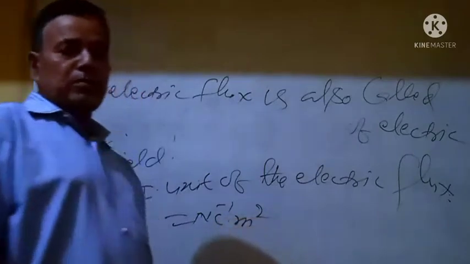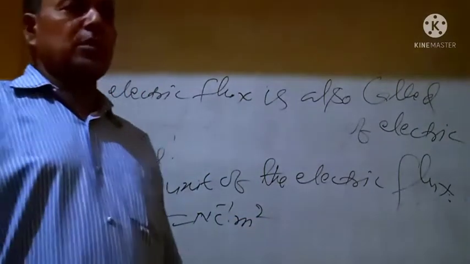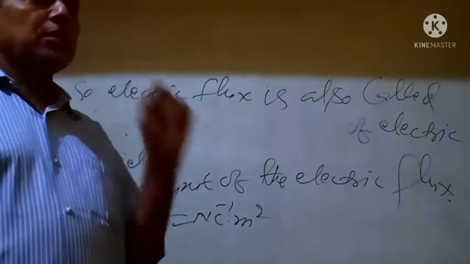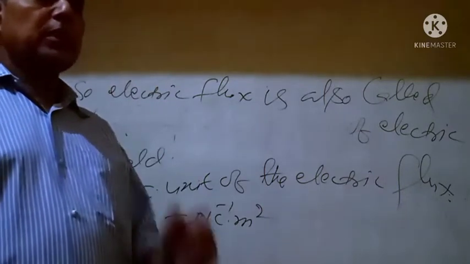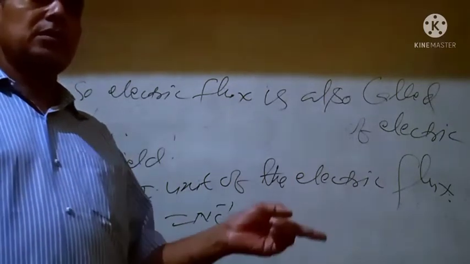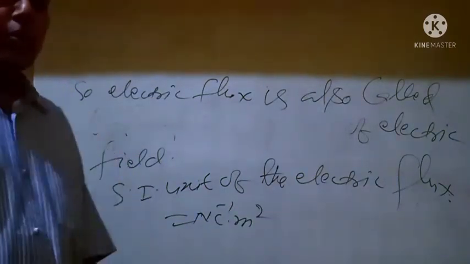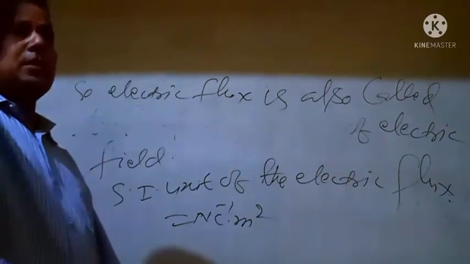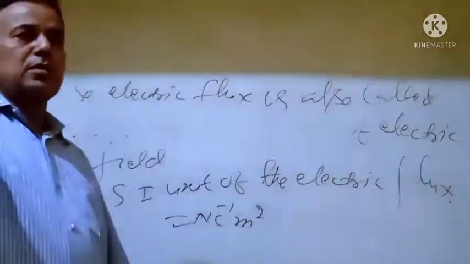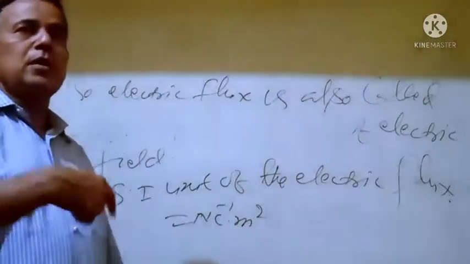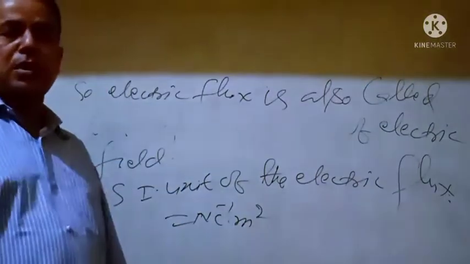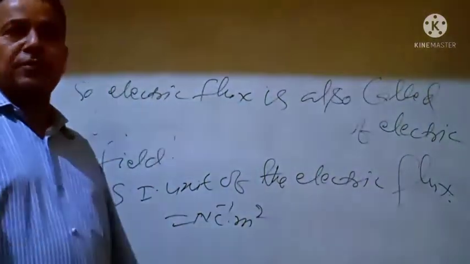Now we will go on to Gauss theorem or Gauss law. What is Gauss law? Gauss law is given for the closed surface. It says that if there is a closed surface, and there is a charge or a number of charges inside that closed surface, then the total electric flux passing through that closed surface will be equal to 1 by epsilon naught times the total charge enclosed by that surface.